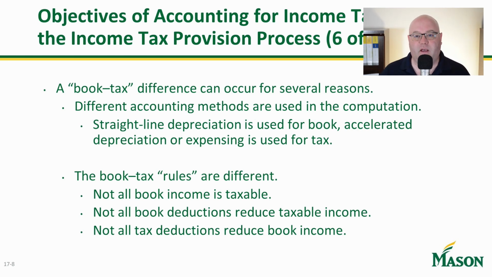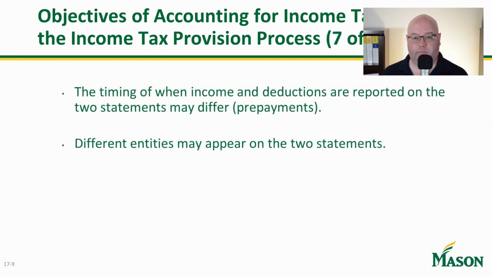And the different accounting methods that are used in computation, straight line depreciation for book, accelerated for tax. There are also some other book to tax rules that are different. Not all book income is taxable. Not all book deductions reduce taxable income, and not all tax deductions reduce book income. So all these things have to be taken into account when calculating DTA DTLs. Timing when income and deductions are reported on the two statements may differ. Different entities may appear on two different statements.